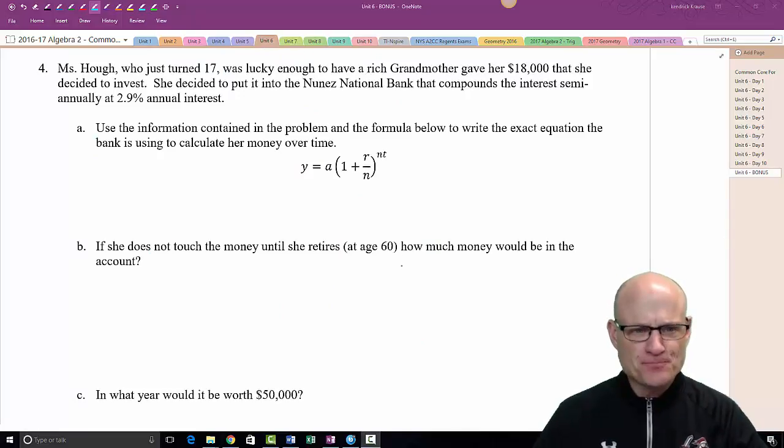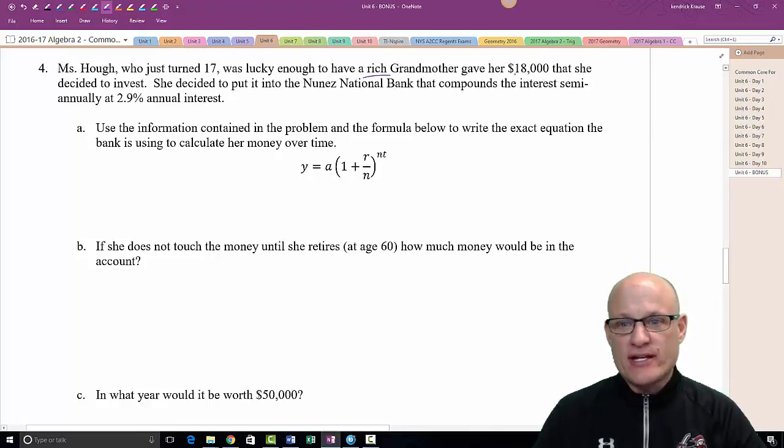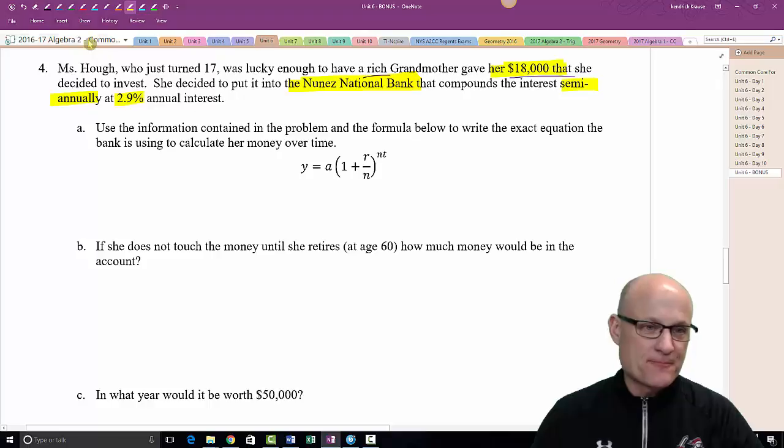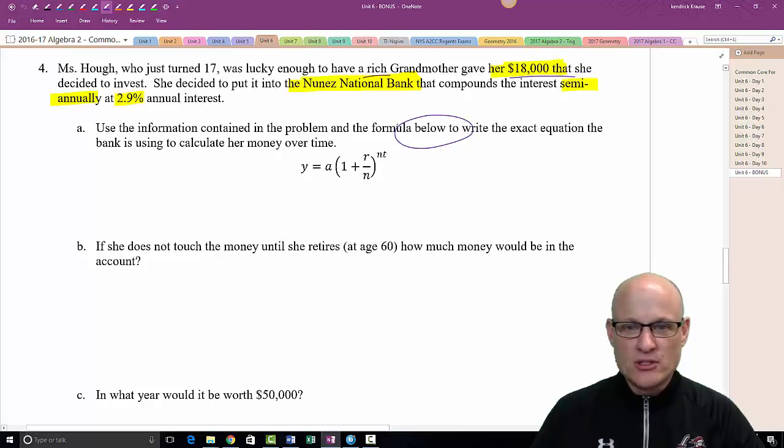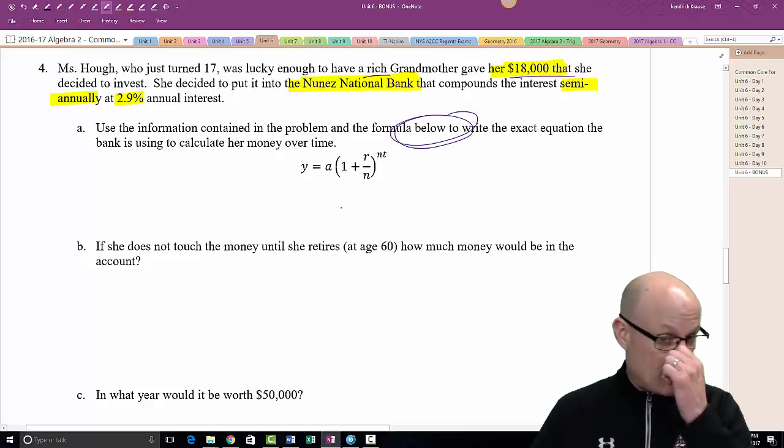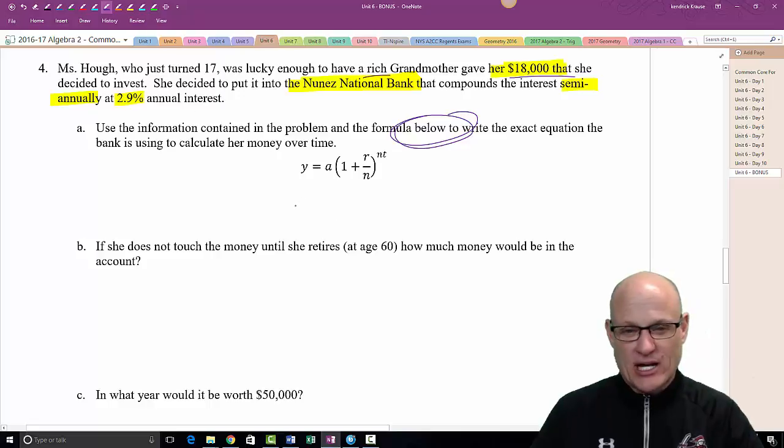Ms. Huff, who just happened to turn 17, had a rich grandmother who gave her $18,000 so that she could invest it. So she got 18 grand. She's going to invest it semi-annually, 2% interest, in the Nunez National Bank. Now, being that she trusted Nunez not so much, she asked for the formula. And we need to create the model, and we're going to write that model below representing exactly how her money is going to be calculated.